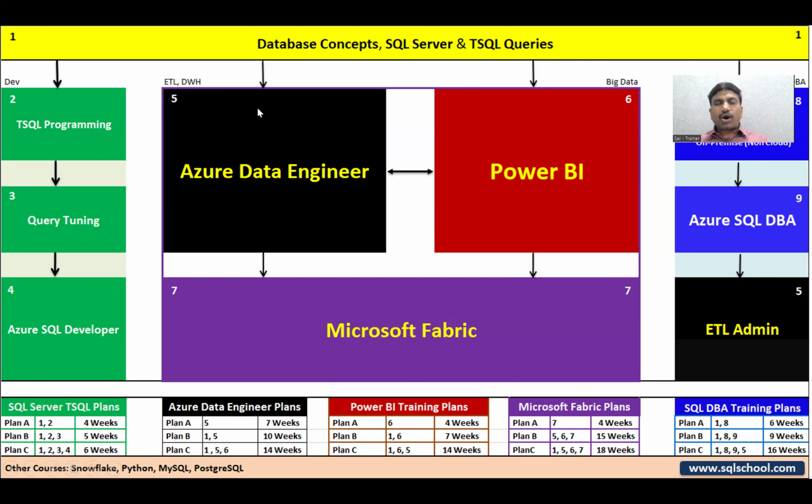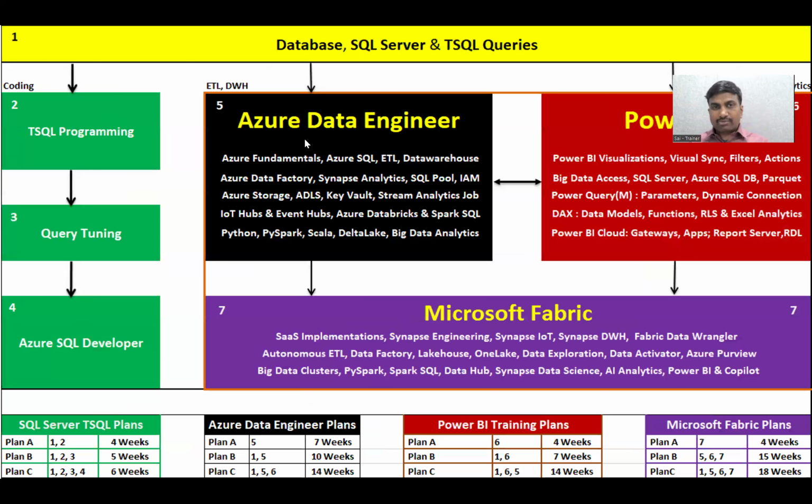So our course, box number 5, data engineering, in our complete structured curriculum involves number 1, fundamentals. Number 2, Azure SQL, ETL, warehouse activities. Number 3, data warehouse, Synapse and SQL Pool with IAM, identity and access management. Number 4, storage, data lake, key vaults and stream analytics. And then comes IoT hubs, event hubs, Databricks, Spark SQL, Python, PySpark, Scala. Coming to Python, we are going to learn from the scratch.